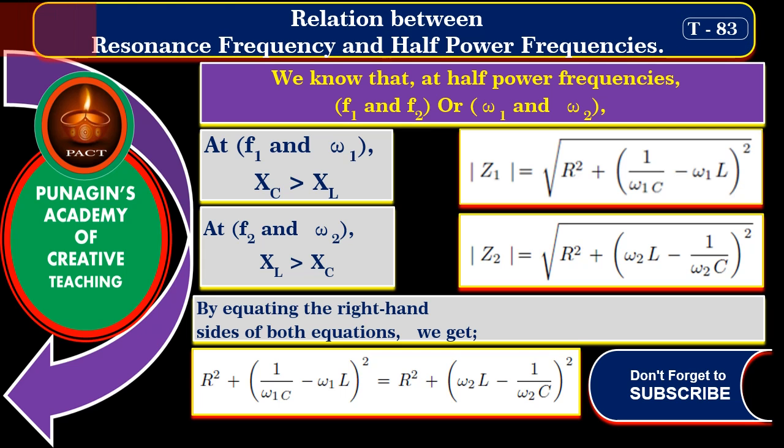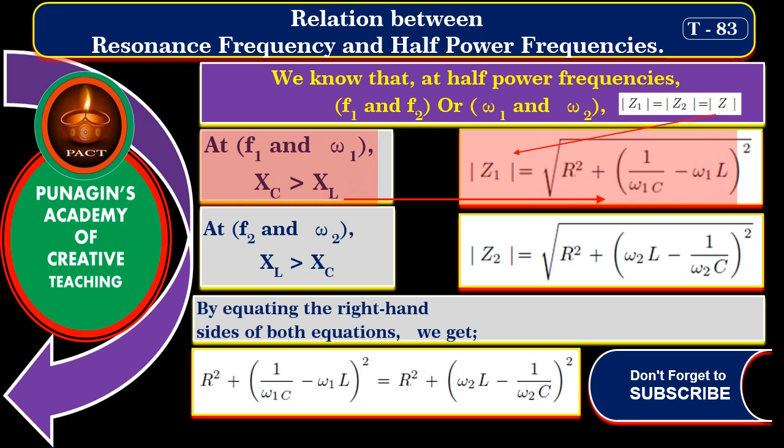So friends, first we shall derive the relation between the resonance frequency and half power frequencies. We know that at half power frequencies f1 and f2 or omega 1 and omega 2, mod of z1 is equal to mod of z2. At f1 and omega 1, xc is greater than xl. Therefore, mod of z is equal to square root of r square plus into bracket 1 upon omega 1c minus omega 1l whole square.